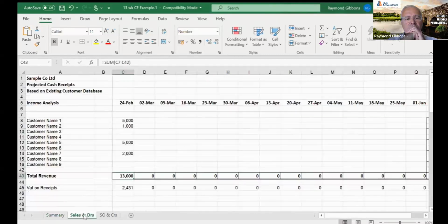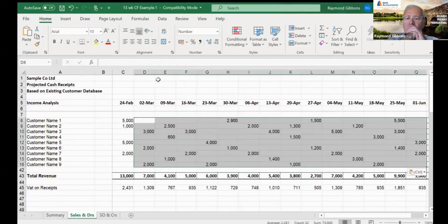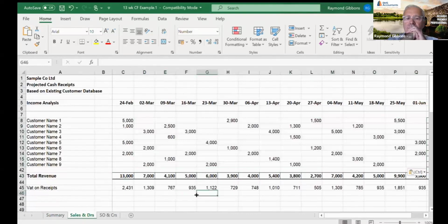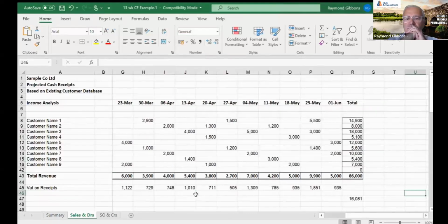cash flow. To save a bit of time, I'm going to paste the rest of the expected cash inflows for the next 12 weeks for sample company. And they'll total €86,000. That's what he's due in or expecting to get in over the next 13 weeks.